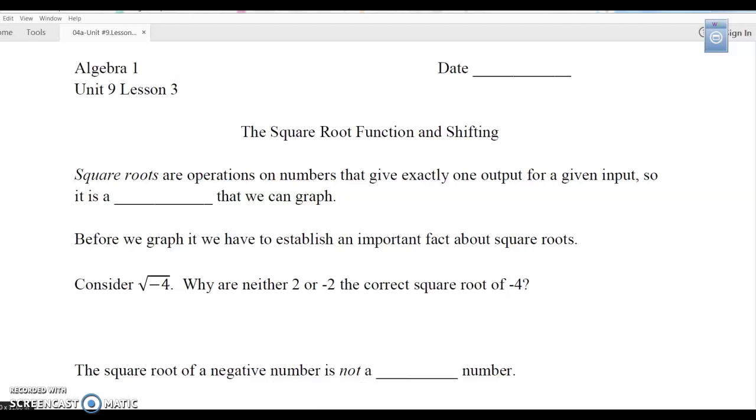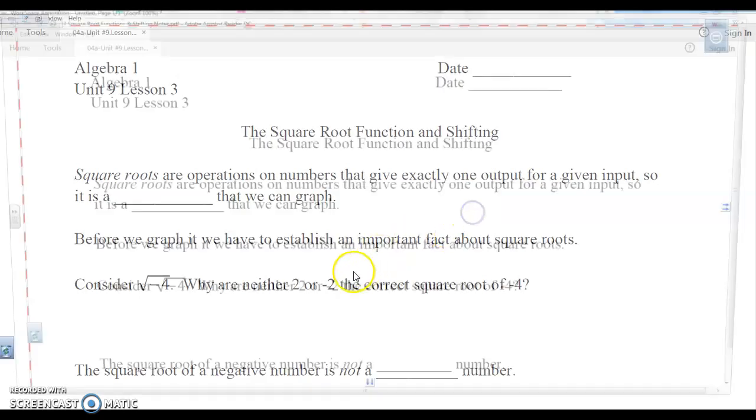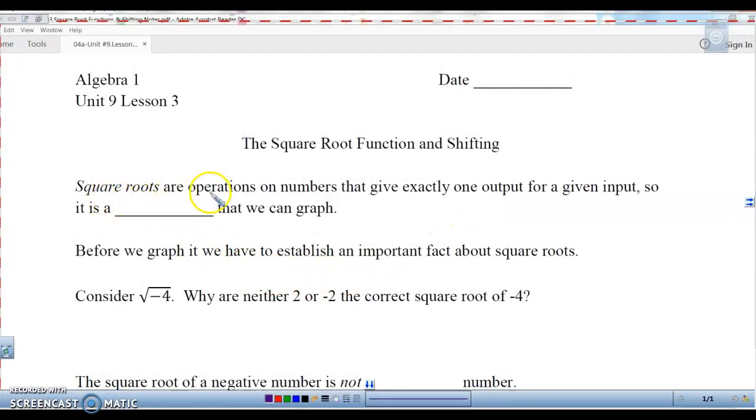This is Algebra 1, Unit 9, Lesson 3 on the square root function and shifting. Okay, so now we know that square roots are operations on numbers that give exactly one output for a given input. So it is a function that we can graph. When you plug in an x, you're going to only get one y. So when you plug in a value into the square root, you get one answer.